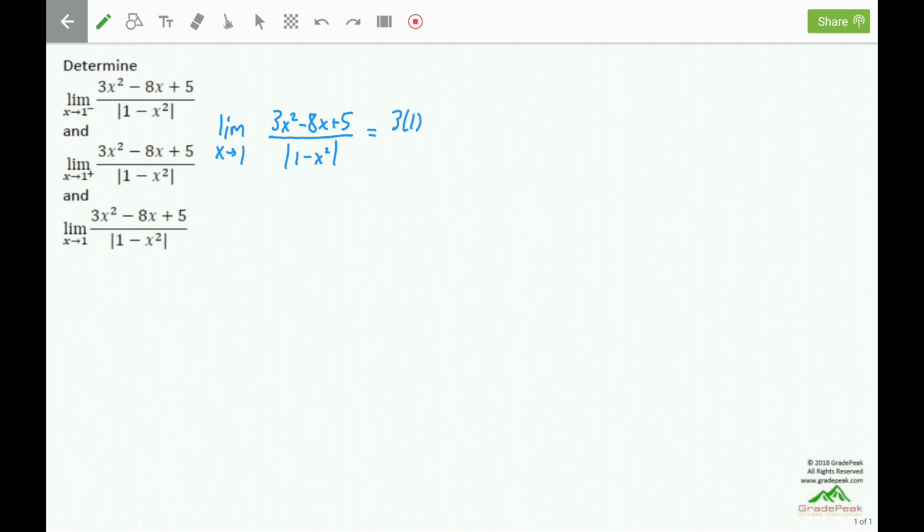That will give us 3 times 1 squared minus 8 times 1 plus 5 over the absolute value of 1 minus 1 squared. 1 squared is 1, times 3 will be a 3. A minus 8 times a 1 will be a minus 8, and then plus 5, all over the absolute value of 1 minus 1 squared, which is a 1. 3 minus 8 is a negative 5, plus 5 will be a 0, over the absolute value of 1 minus 1, which will be a 0.